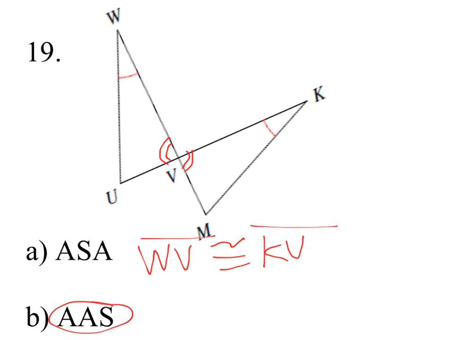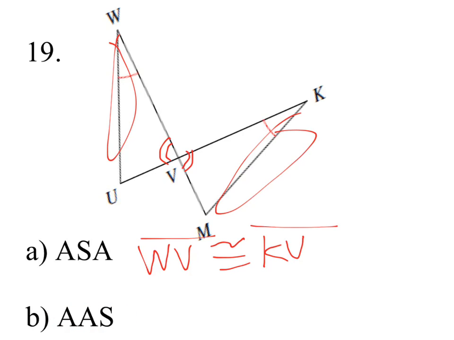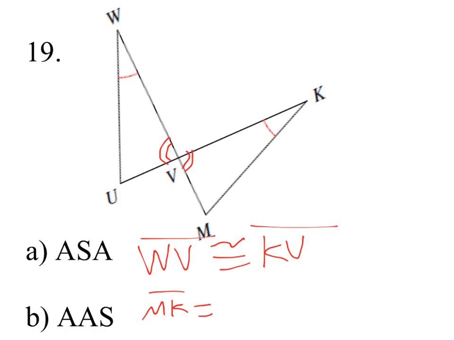And if you want angle, angle, side, again, there's two options. The long ones can be congruent, or the short ones can be congruent, because they're not between these angles. So that's MK congruent to UW. Or we can have UV congruent to MV. And those are your options there.